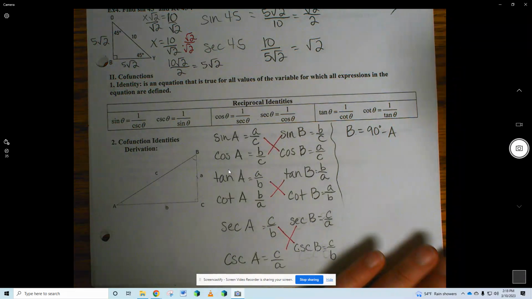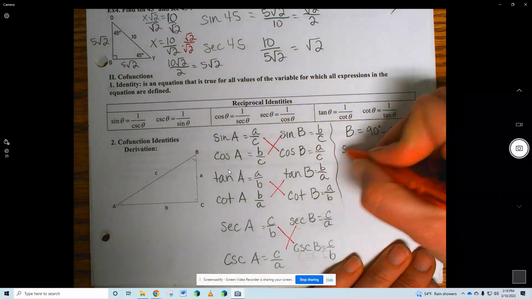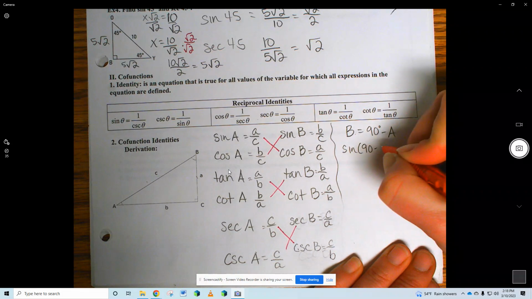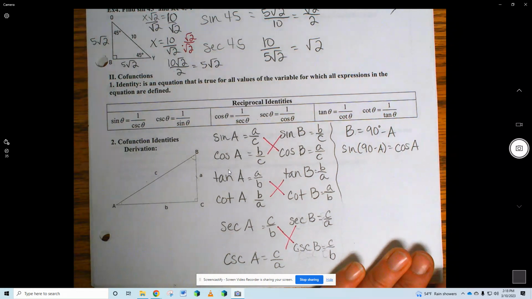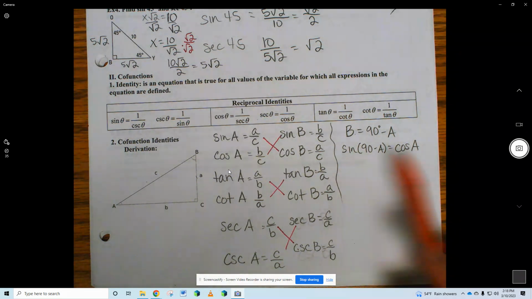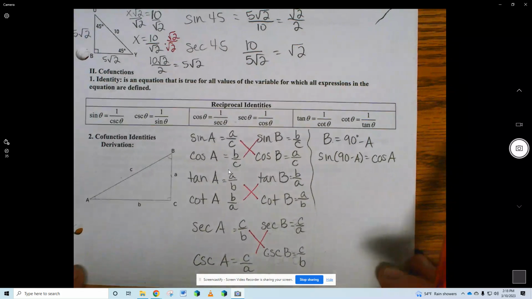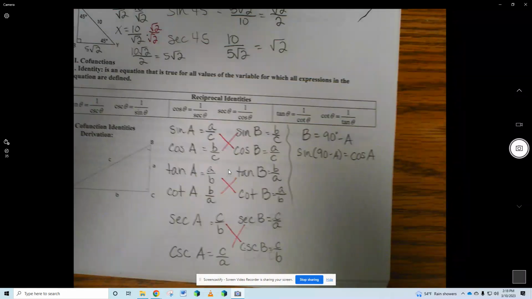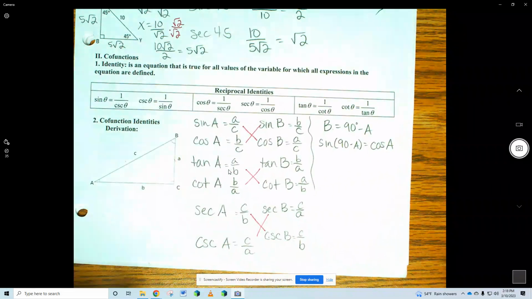So I'm going to now show you some cofunctions. Ready? Sine of 90 degrees minus A equals cosine of A. So it's the angle measurement, right? 90 degrees minus one angle equals the other angle. Sorry, I don't know what's happening, I'm lopsided the whole video. And I'm going to run through all these.